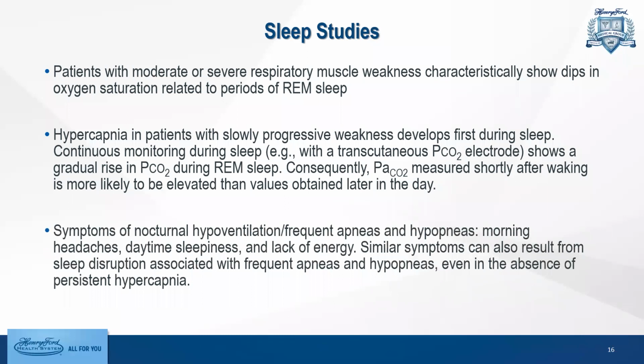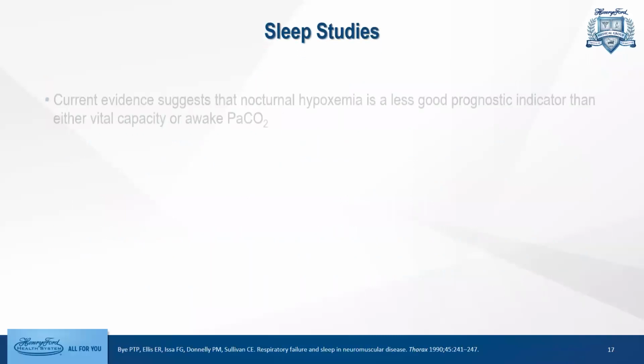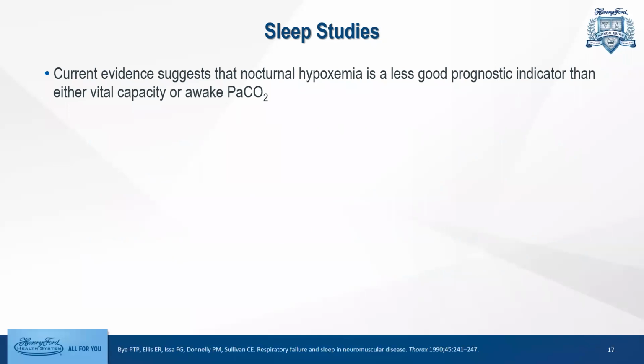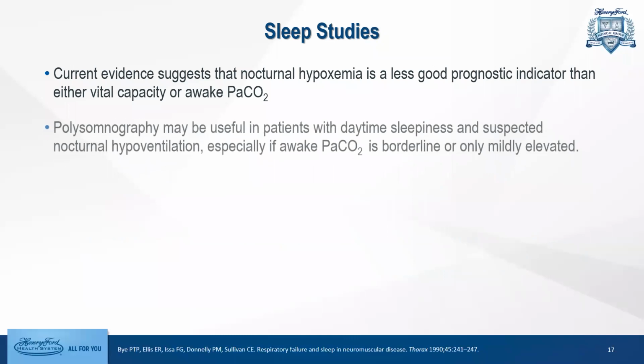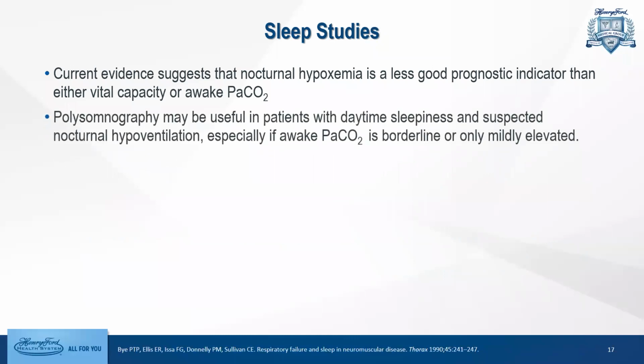Also, if you have sleep disordered breathing that's not related to hypoventilation, you can have those problems as well in patients with neuromuscular weaknesses. So nocturnal hypoxemia is a less useful prognostic indicator than vital capacity or awake PaCO2. So you don't have to do CO2 during sleep. You can rely on awake CO2 and vital capacity.